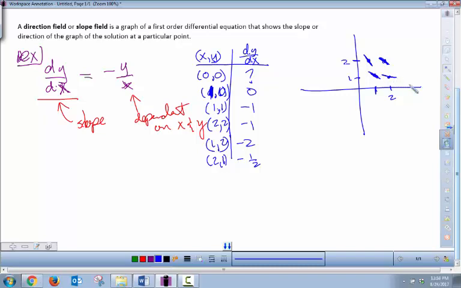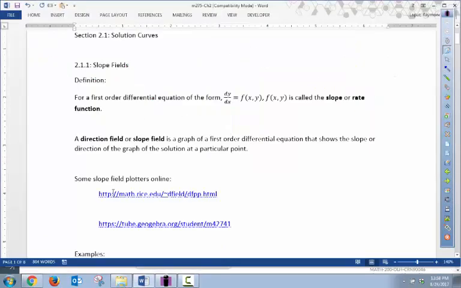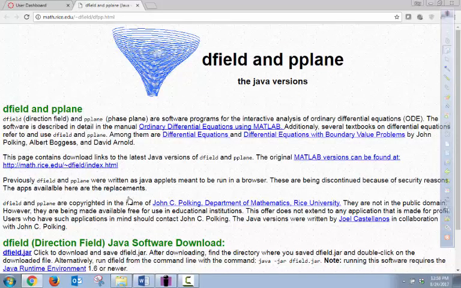So imagine doing this work with a bunch of different points. What are you going to get? Well, if you do it with a bunch of different points, you're going to get a plane full of little line segments that describe the slope. You're going to get a field of slopes, a slope field.